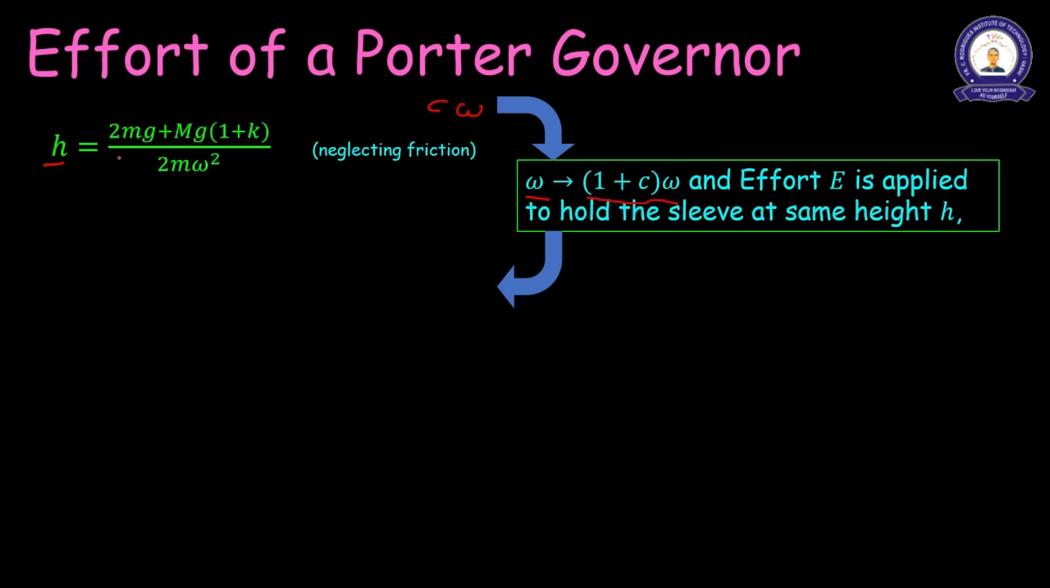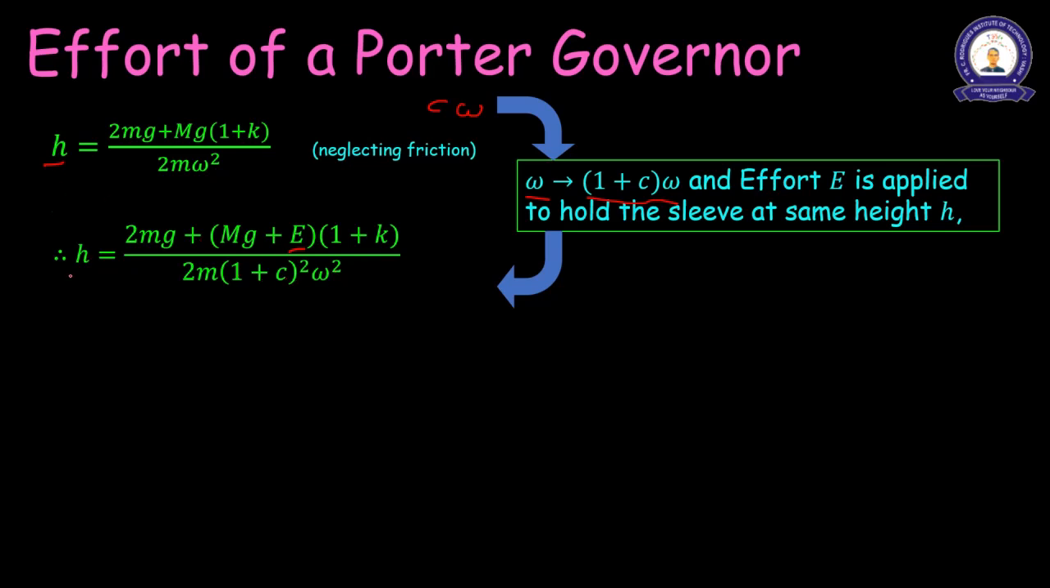But in order to hold it at the same height, we will need to apply some additional force and that will be equal to effort. So effort E. So our height now will be given by the equation (2mg plus E, that is additional force applied) into bracket (1 plus k) divided by 2m. Now the speed has changed. So it will give us (1 plus c) bracket square into omega square.